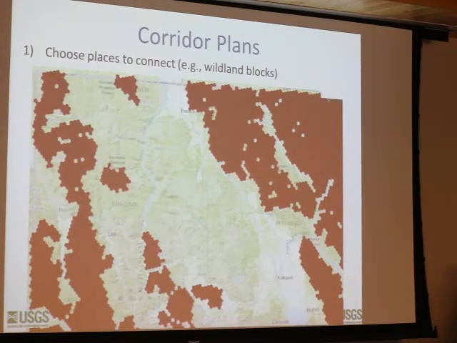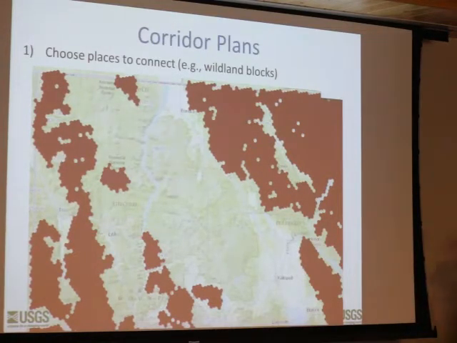So given that connectivity is this big focus of landscape genetics, I thought it might be useful to go back and just tell you about how corridor plans are actually developed, so that you can see how the genetics piece of it fits in and informs that corridor planning process.